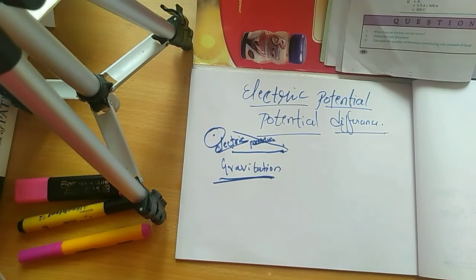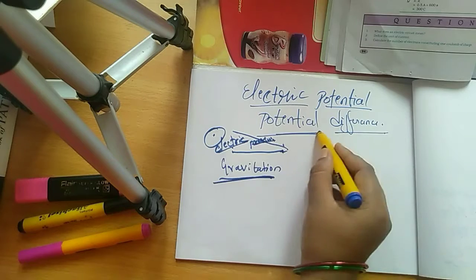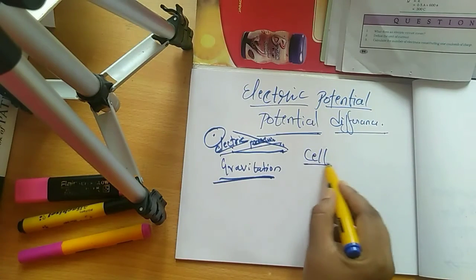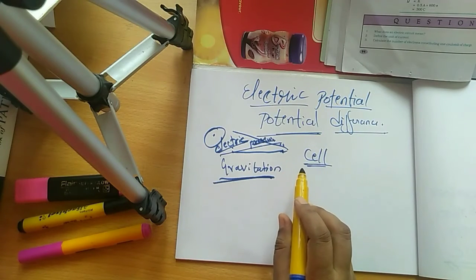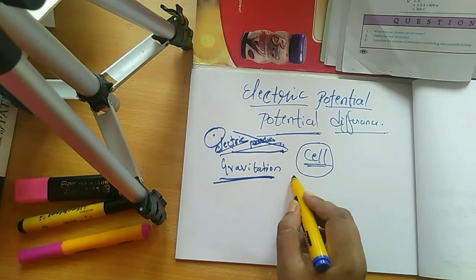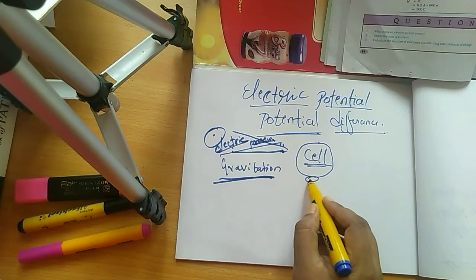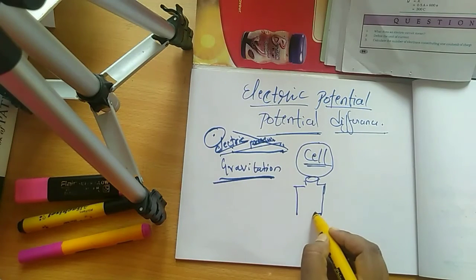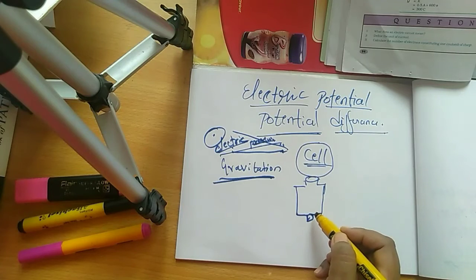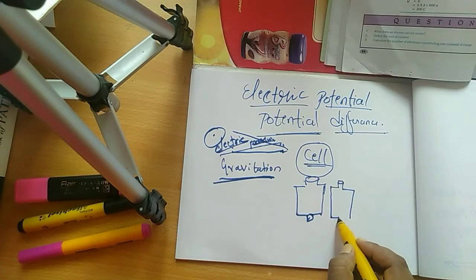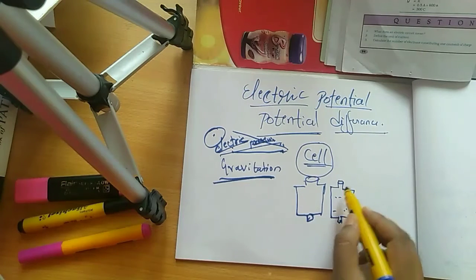This difference of potential may be produced by a cell. How will this potential difference, or the electric pressure difference, be created? You know that a cell is one of the generators of charges or electrons. When electron charges are created in a cell, a dry cell, you know that this is one dry cell. Like this, when two cells are connected in series or in parallel, they create the charges.